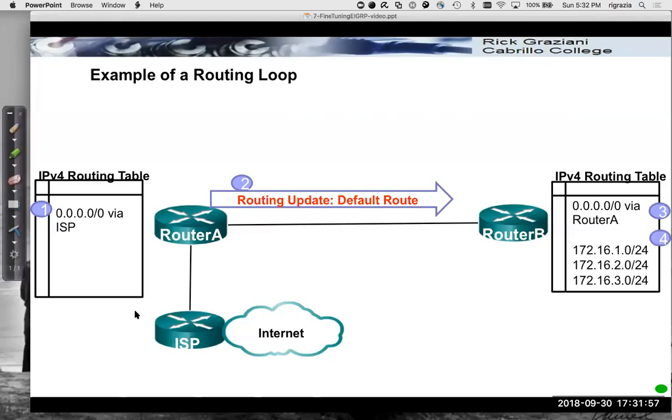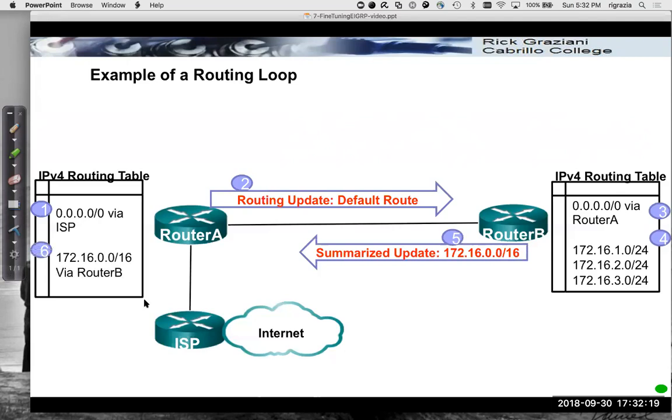Now, router B has been configured or knows about these three /24 subnets. They're actually part of that class B network space 172.16.0.0. Because we're doing summarization, it summarizes it as 172.16.0.0/16 to router A. Router A goes, great, now I have a summary route. I know how to get to anything to do with 172.16.0.0/16. Anything matching these first 16 bits, 172.16.0, I'm going to send to router B, right?